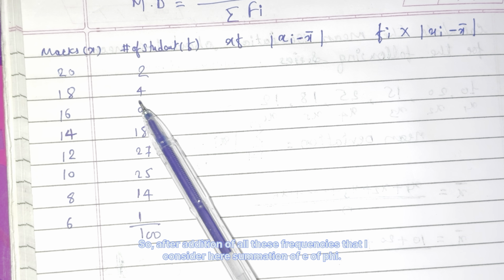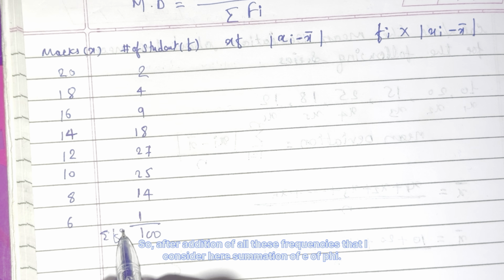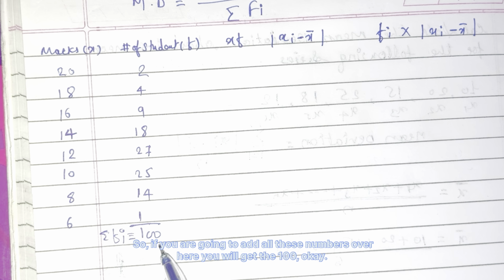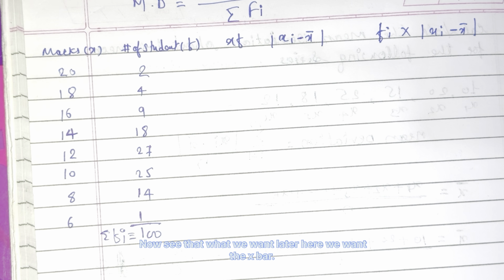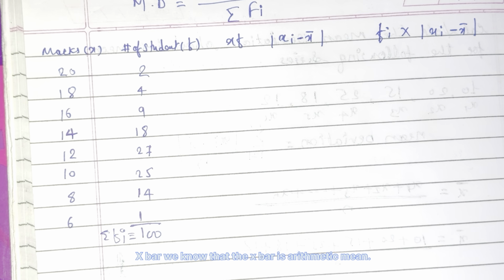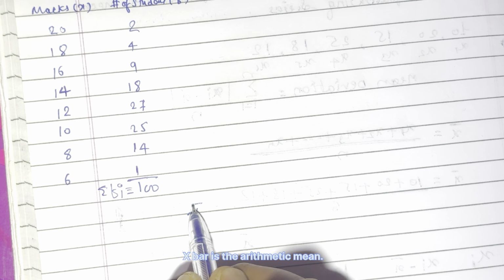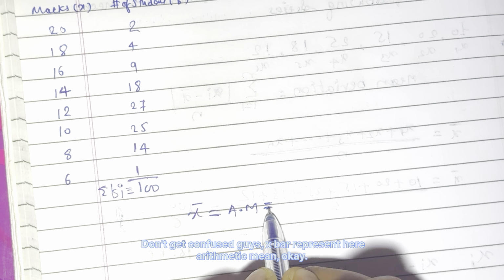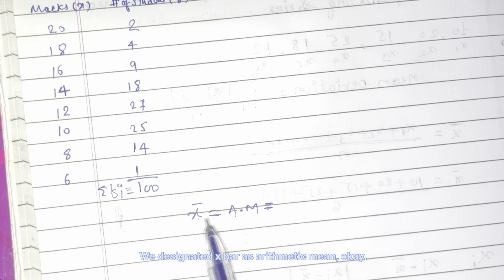So after addition of all these frequencies, I consider here the summation of fi. If you add all these numbers over here, you will get 100. So I got the summation of fi. Now see what we want later here: we want the x bar. We know that x bar is the arithmetic mean. Don't get confused, guys, x bar represents here the arithmetic mean. We designated x bar as the arithmetic mean.